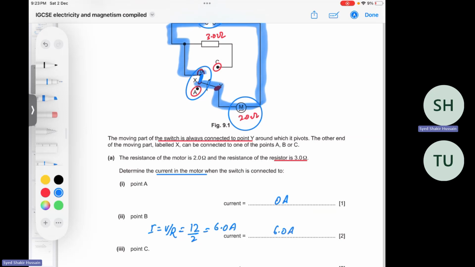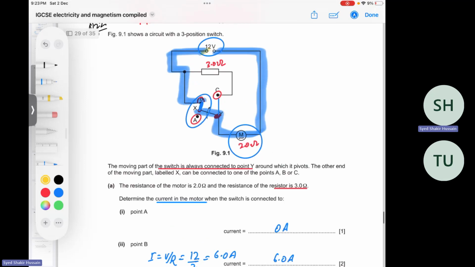6.0 amperes. If I connect this to C, that means now the current will flow in this way. It will begin from here all the way. No, not like that.